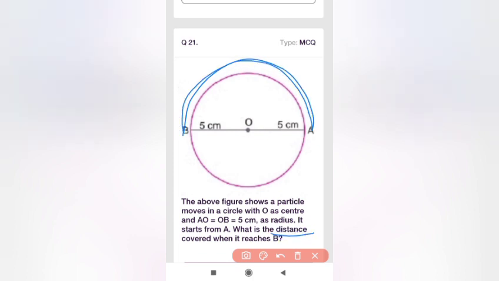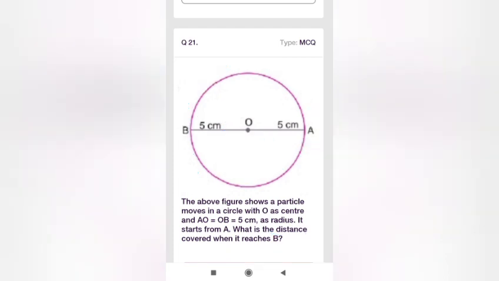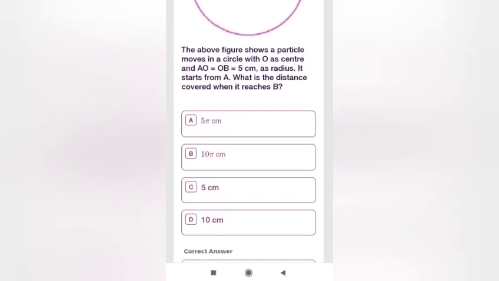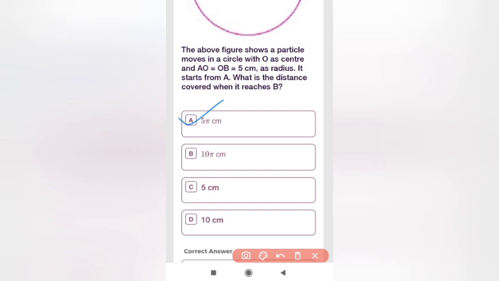That means half of the circumference, that is 2 pi r divided by 2. So here, this and this get cancelled. What is the radius value? It's 5 cm. So the answer will be 5 pi. That's right. Option A, 5 pi. Option B, 10 pi. Option C, 5 cm. Option D, 10 cm. 5 pi is the correct answer. Option A is the correct answer.